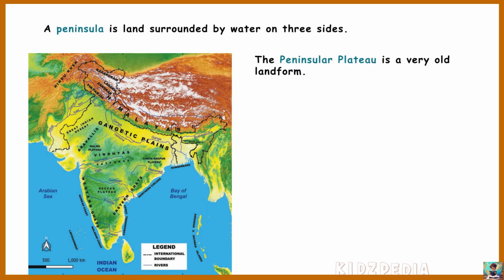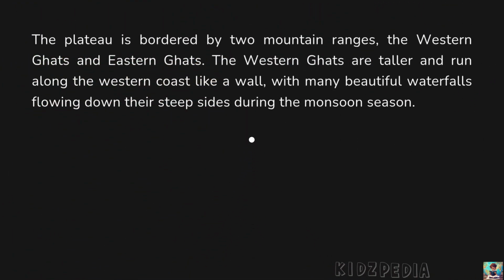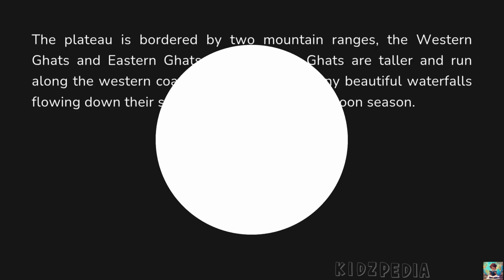The peninsular plateau is a very old landform. It is called peninsular because it is surrounded by water on three sides, the Arabian Sea, the Bay of Bengal and the Indian Ocean. The plateau is bordered by two mountain ranges, the Western Ghats and the Eastern Ghats. The Western Ghats are taller and run along the western coast like a wall, with many beautiful waterfalls flowing down their steep sides during the monsoon season.